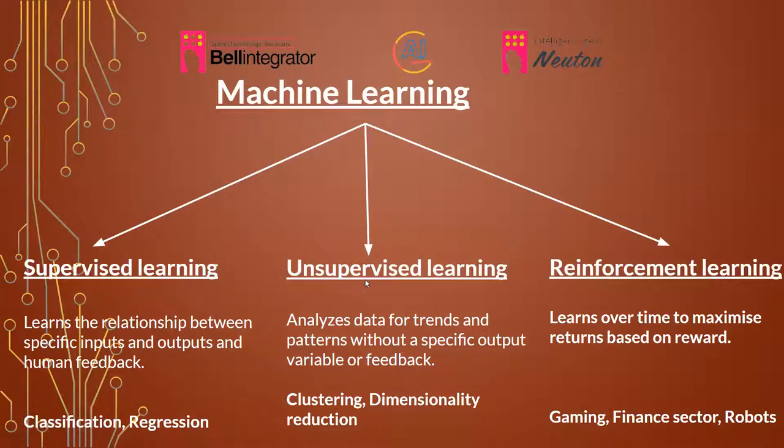The second type is unsupervised learning, where there isn't clearly labeled data. So the algorithm looks for trends and patterns without a specific output variable. Examples of this type are clustering and dimensionality reduction. Reinforcement learning is the third type, which is state of the art. The algorithm learns over time to maximize returns based on some reward. Examples here are gaming, the finance sector, and robots, particularly common in the trading space. This is work in progress, and there are new applications coming up in the space on an everyday basis.